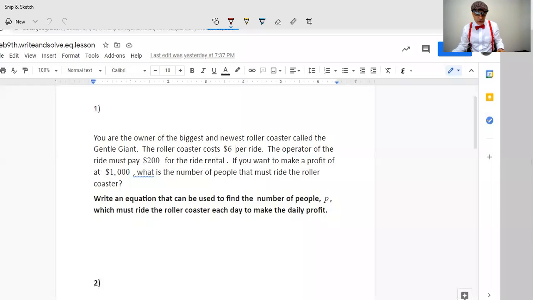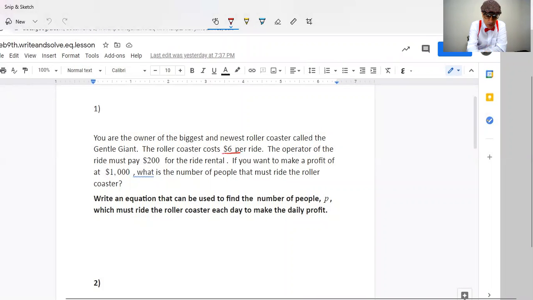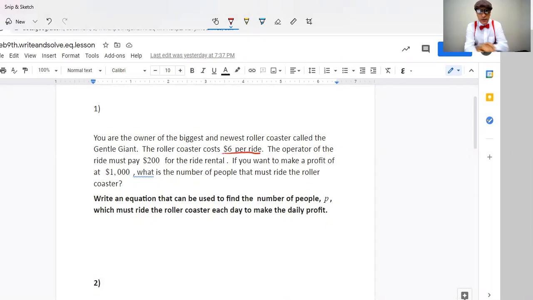All right, so this was today's lesson. We're writing equations from a word problem, then solving them to get the answer, okay? So the question was, you are the owner of the biggest and newest roller coaster called the Gentle Giant, and it costs $6 per ride. Okay, let me underline the information we're gonna use, $6 per ride.